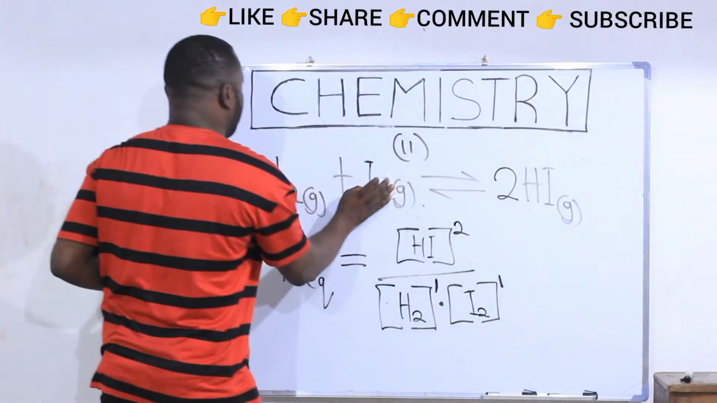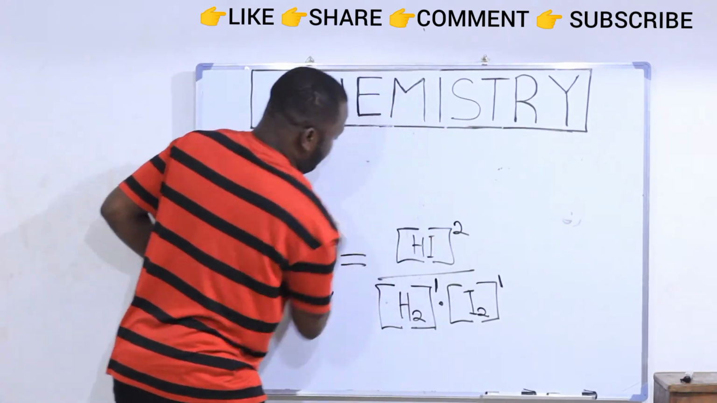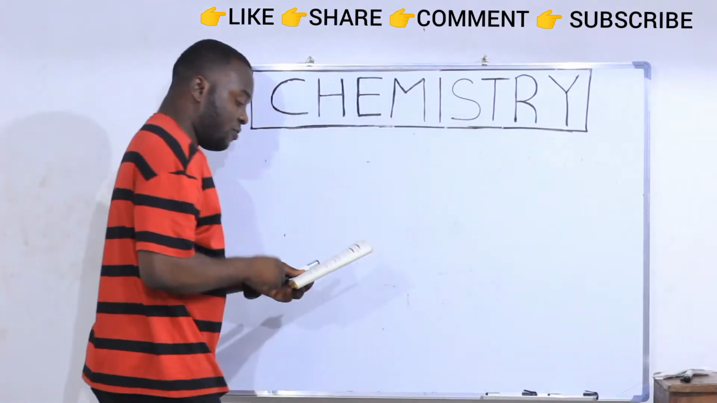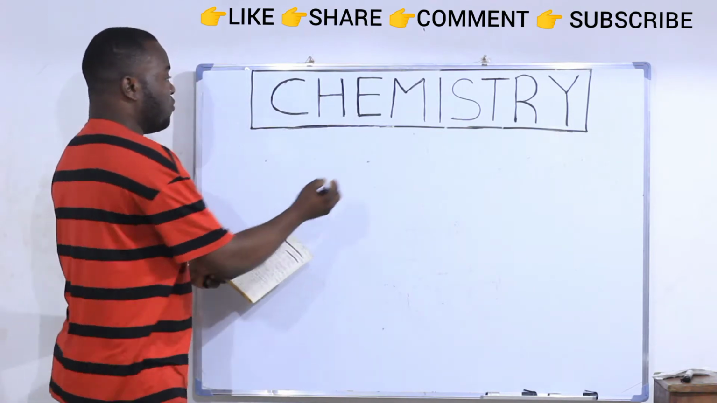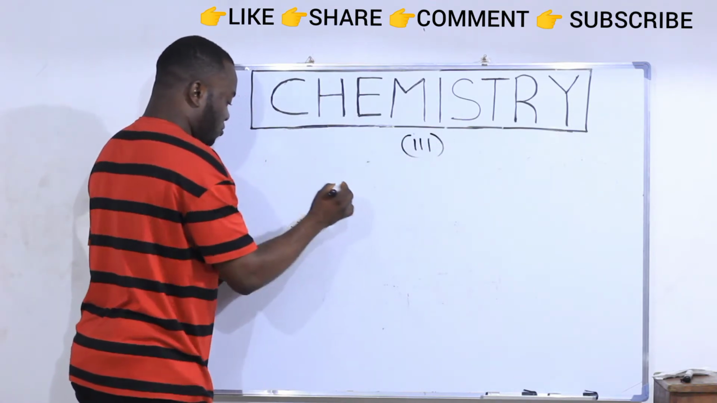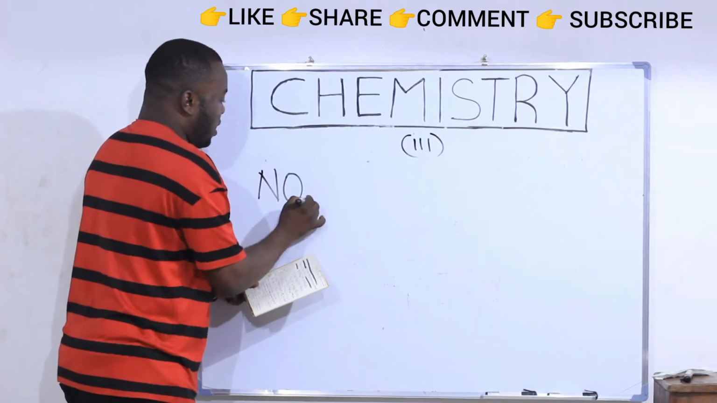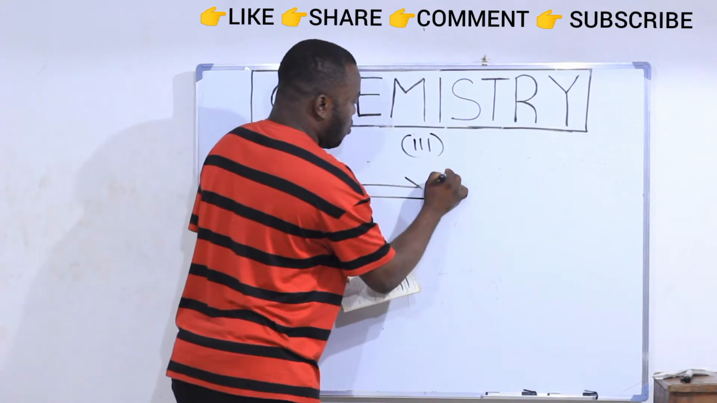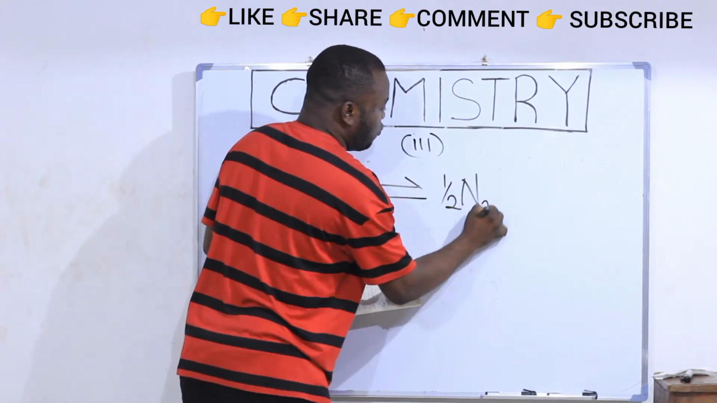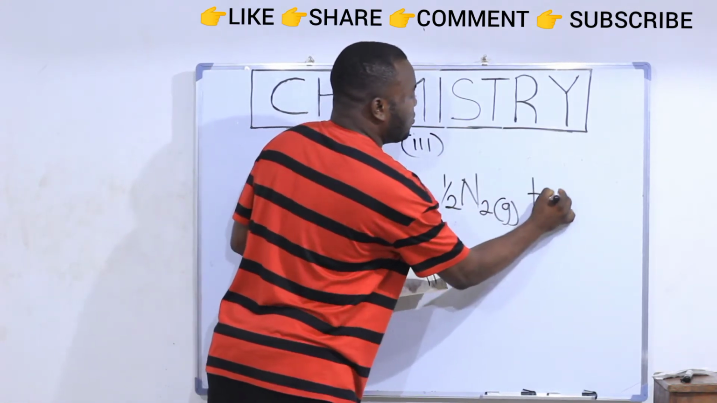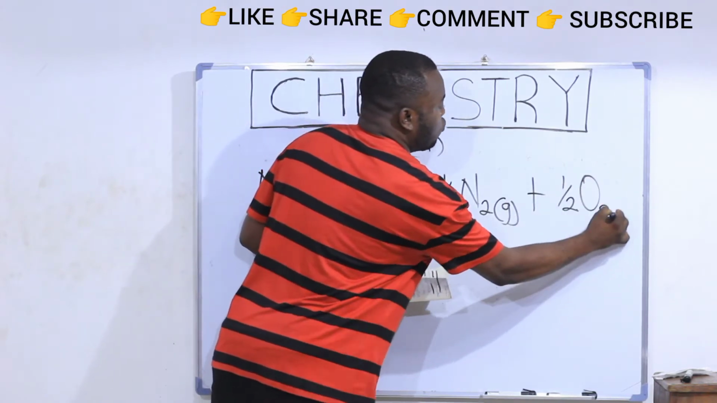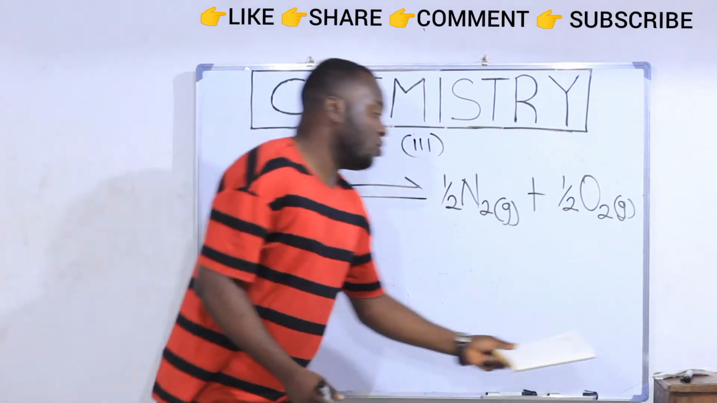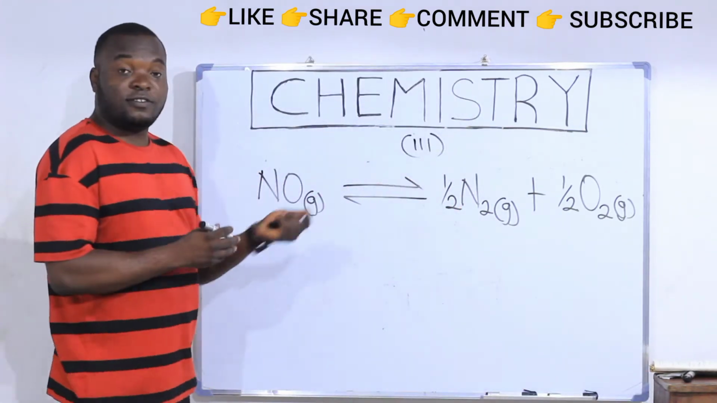Let's solve number 3. Question number 3 says, write the expression for the equilibrium constant for this reaction. NO gas producing 1/2 N2 gas plus 1/2 O2 gas. We are asked to write the expression for the equilibrium constant for this.